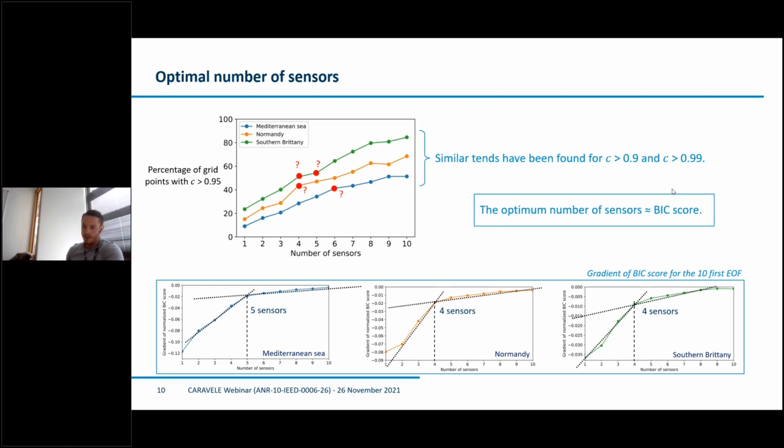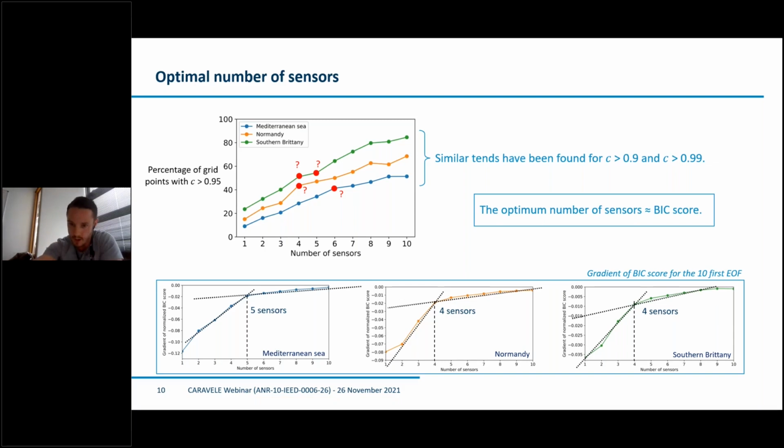Here we are looking again for an elbow, a clear change of slope. An elbow would mean that the addition of more sensors would not bring significant additional information in terms of wind characteristics. You can see on the left-hand side figures that it's not easy to identify an elbow with the correlation. However, for the Mediterranean Sea, it seems that there is a change of slope at a number of clusters of 6, for Normandy 4, and for Southern Brittany 4 or 5. This is more or less what has been estimated by the BIC score.